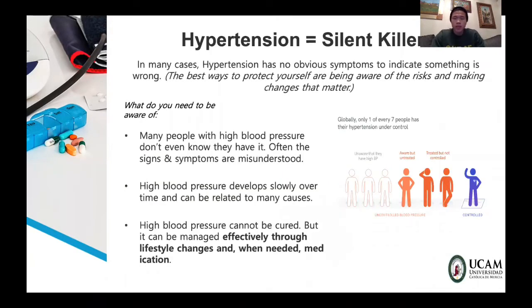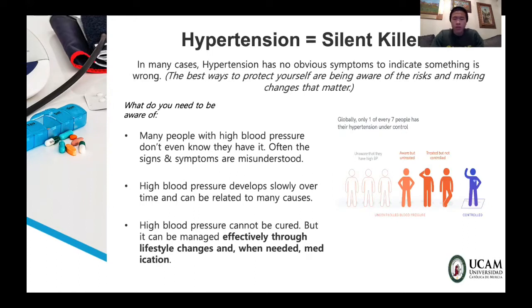Many scientists and doctors now mark hypertension as a silent killer. But why? Because in many cases, hypertension has no obvious symptoms to indicate that something is wrong in your body. So the best way for you to care for and protect yourself is to be aware of the risk and make changes that matter to your health.